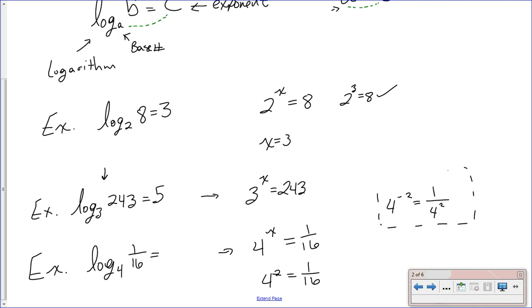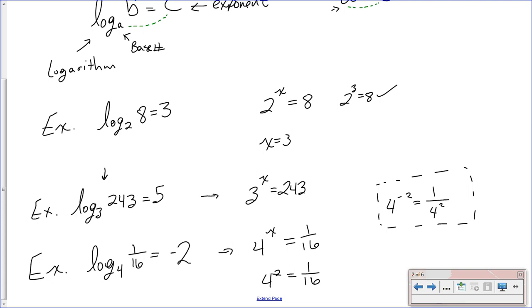You should remember that from algebra. Anytime you have a negative exponent, it goes into the bottom of your fraction. So here, 4 raised to the negative 2 will give us 1 over 16. So the answer here is negative 2.